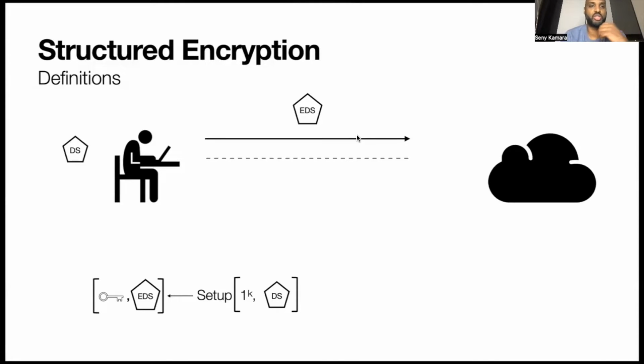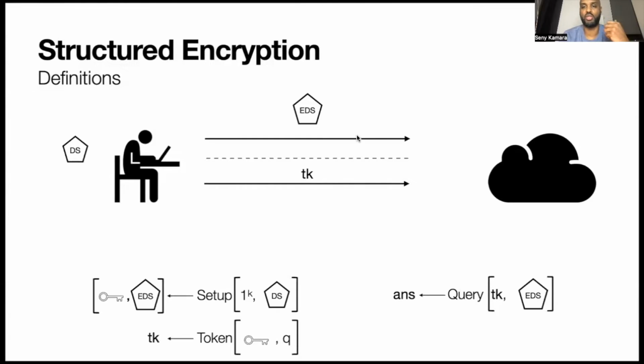And then at a later point in time, when the client wants to query the data structure, it runs a token algorithm with the key and its query. This generates a token that it sends to the server, and then the server can execute a query algorithm on the encrypted structure and the token in order to get an answer that it can send back to the client.